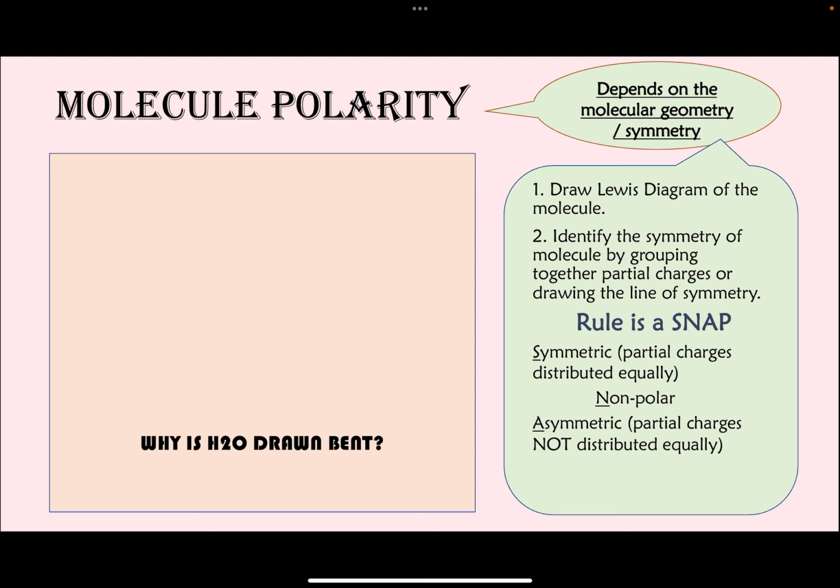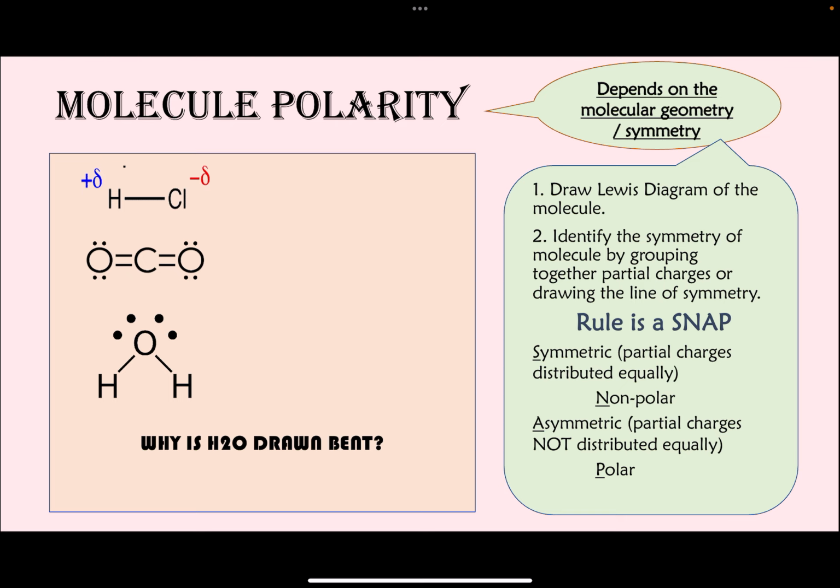But if you have an asymmetric distribution of the charges, meaning partial charges are not distributed equally, then we have a polar covalent bond or polar covalent molecule. So let's look at these examples. We are looking at HCl first. So hydrogen is partial positive and chlorine is partial negative.